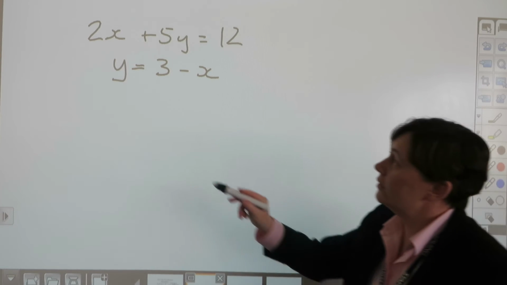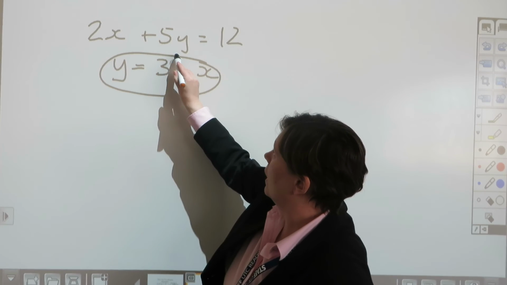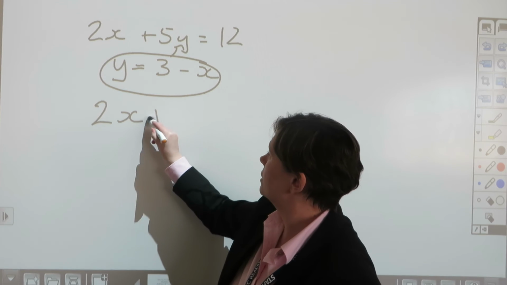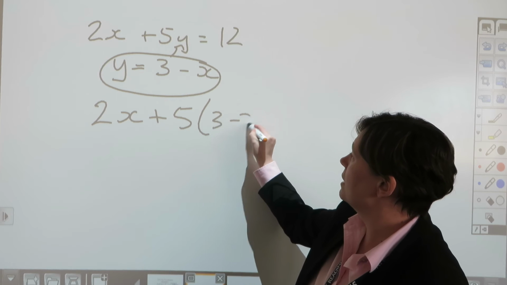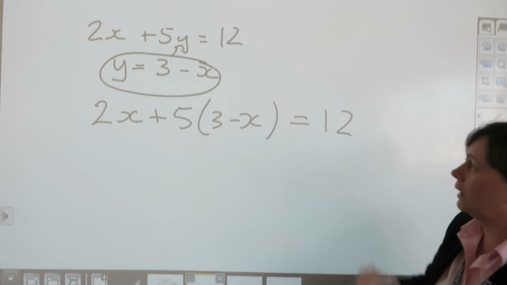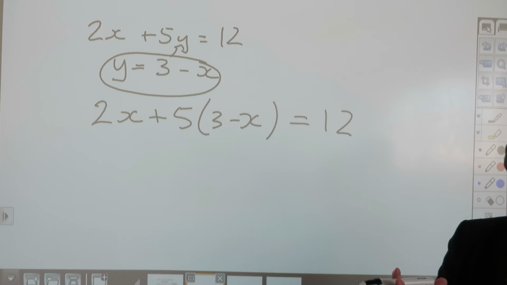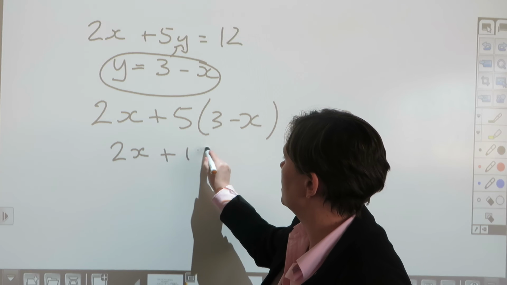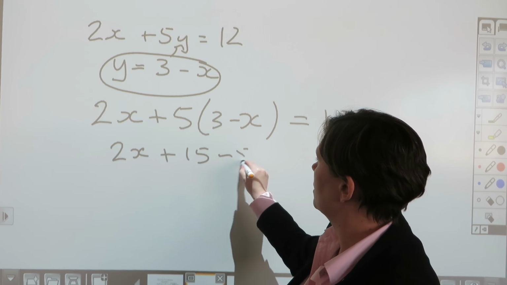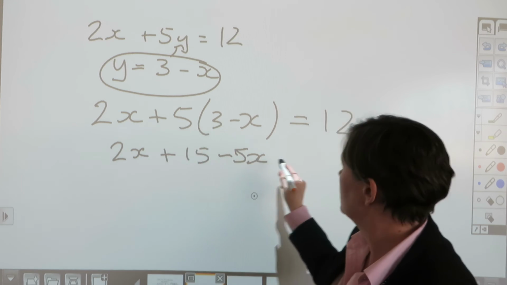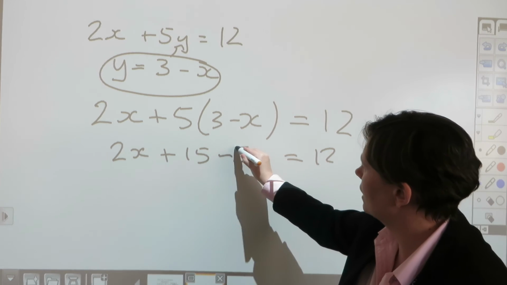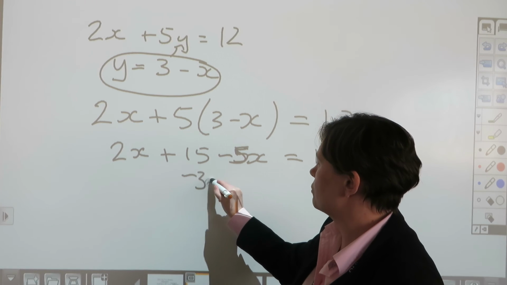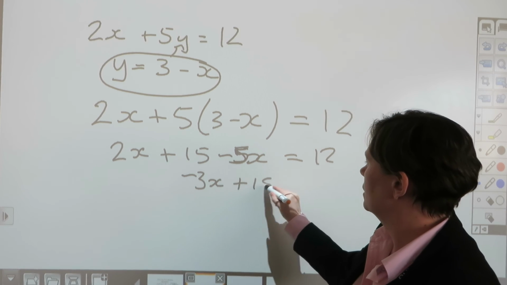So on the substitution method, I'm going to substitute this value for y into where I see y in there. So we're going to end up with 2x plus 5 lots of 3 minus x equals 12. And now we've just got to multiply out brackets and rearrange and solve. So we've got 2x, 5 times 3 is 15, 5 times minus x is minus 5x, be careful with the negatives, equals 12. Let's deal with the x's. 2x minus 5x gives us minus 3x plus 15 equals 12.